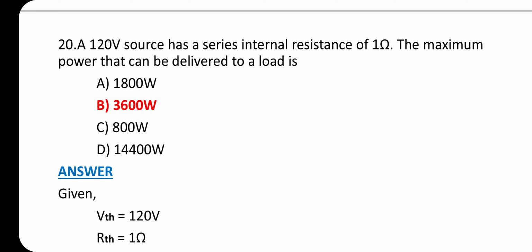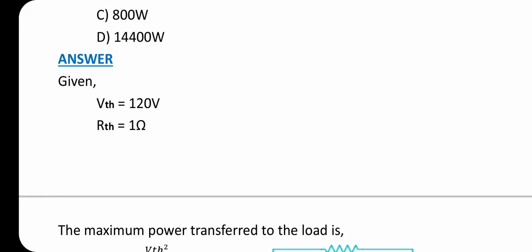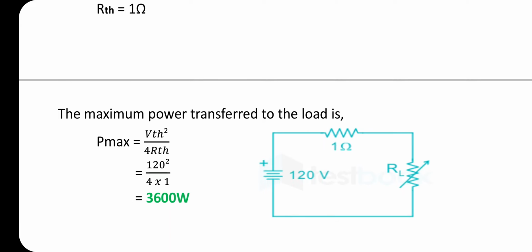The maximum power transferred is given by P max equal to VTH square divided by 4 RTH. Given VTH equal to 120 volt and RTH equal to 1 ohm, the maximum power transferred to the load is P maximum equal to VTH square divided by 4 RTH. Substituting the values of VTH and RTH, we get P max equal to 3600 watt.